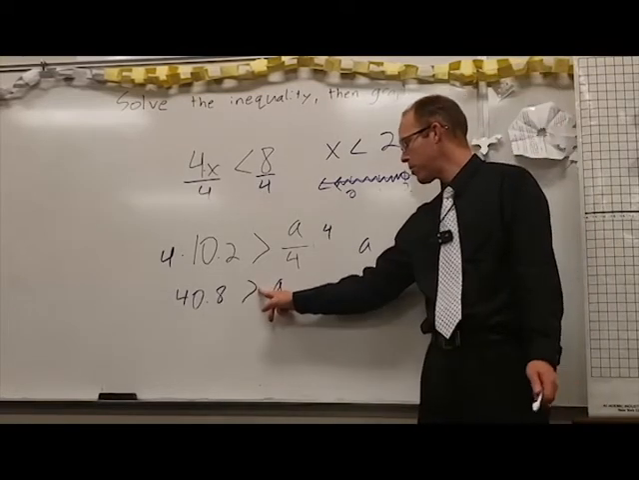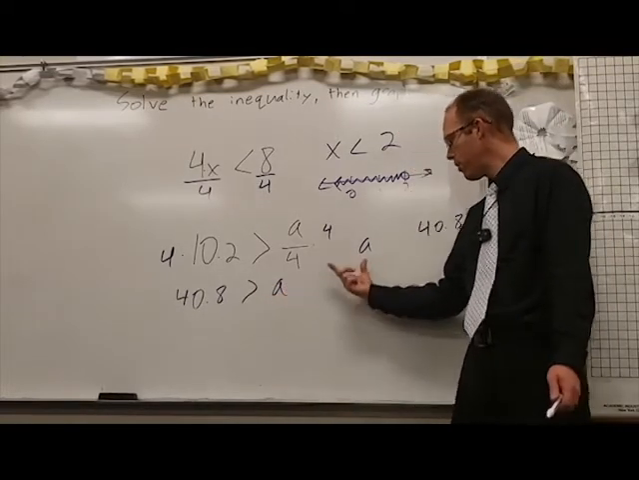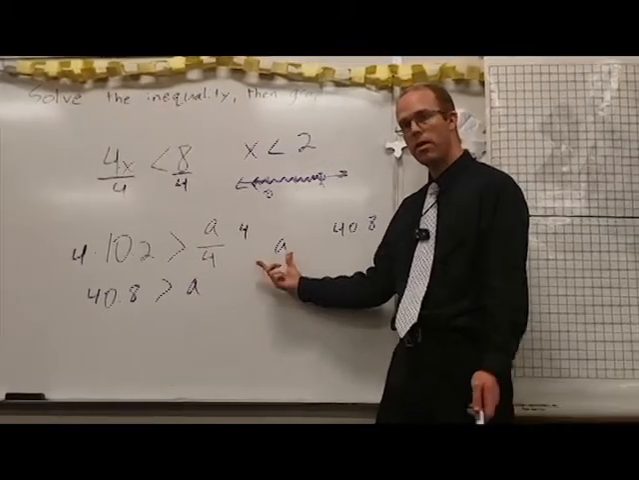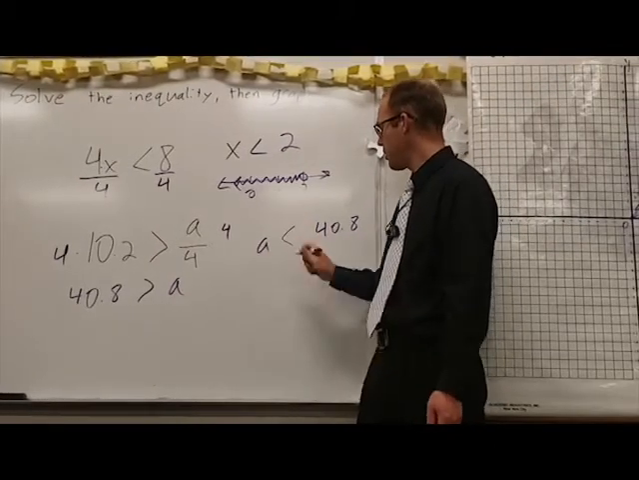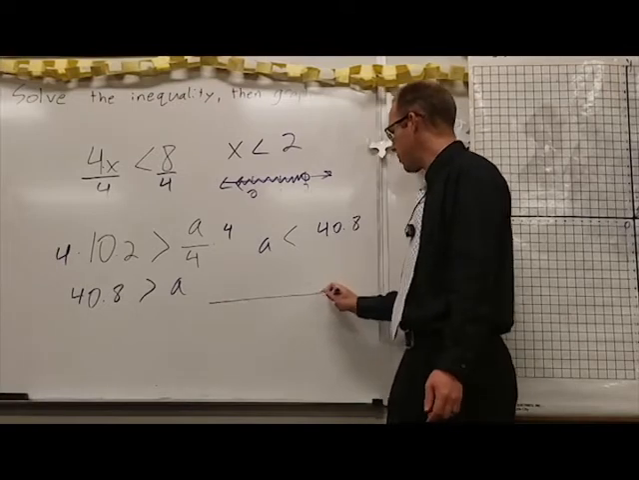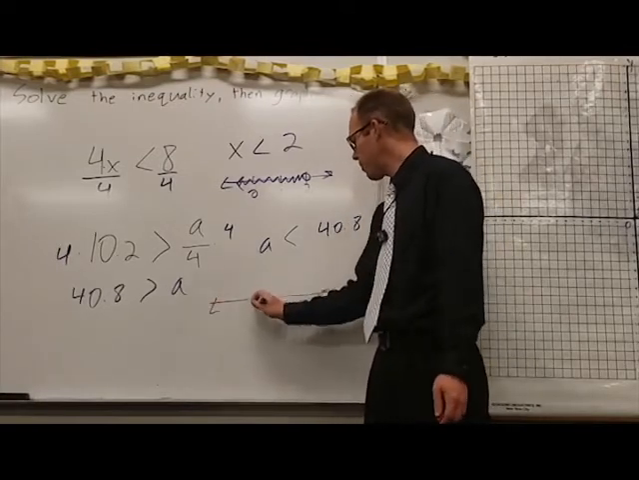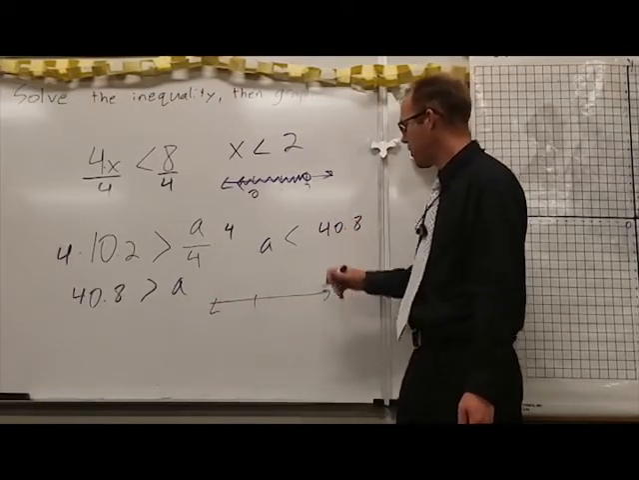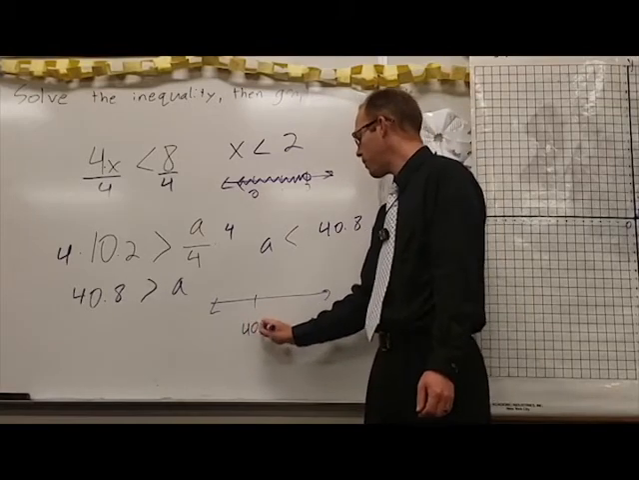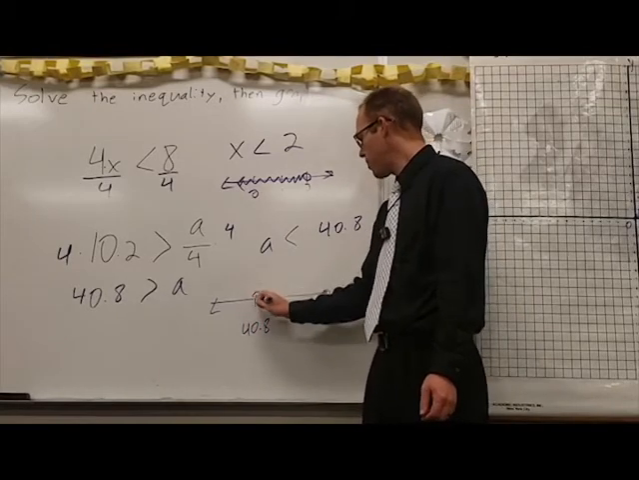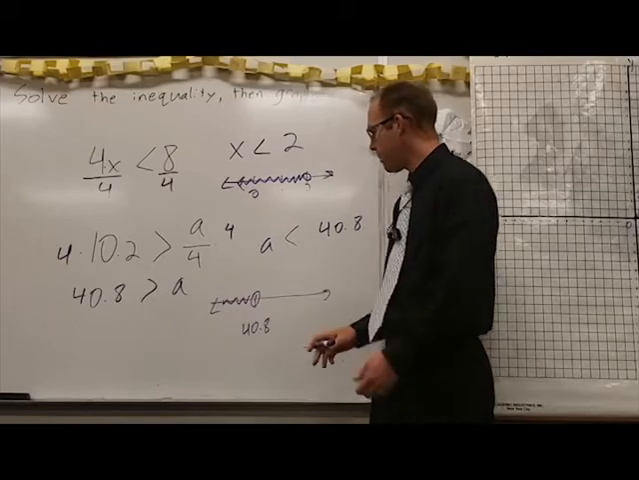Now remember, the smaller end is pointing towards the a here. We need to make sure the smaller end continues to point towards the a on this side. So we have numbers that are less than 40.8. So there's a couple of ways we could graph it if it's a decimal. I could just simply write 40.8, open circle, and shade to the left.